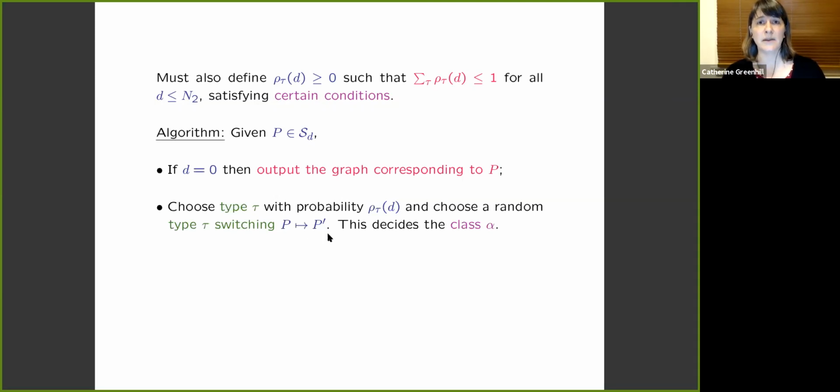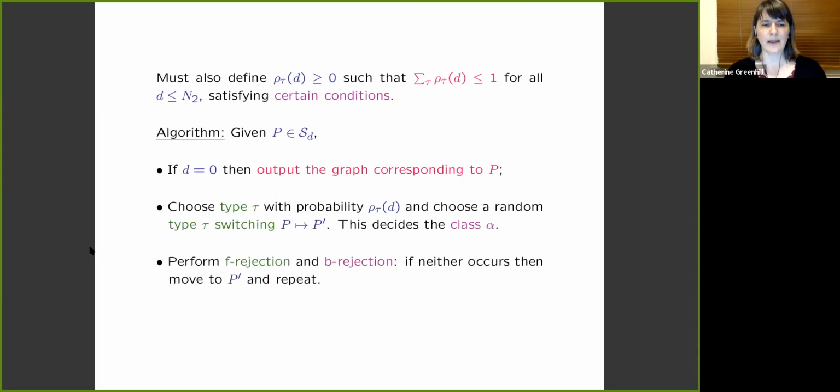And this will determine the class alpha of the switching once you know P prime. Then you perform your F rejection and B rejection with the appropriate probabilities. And if you don't reject, then you just move to P prime and you repeat. And that's the whole algorithm.